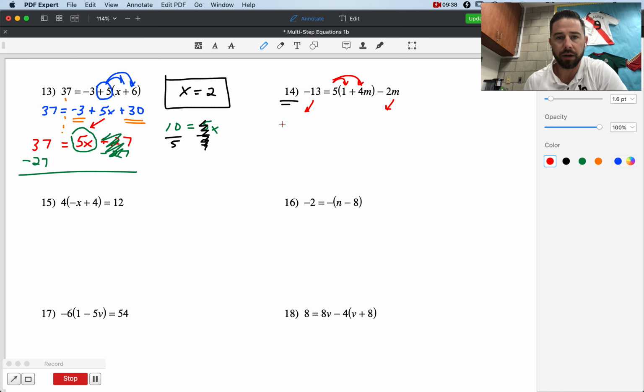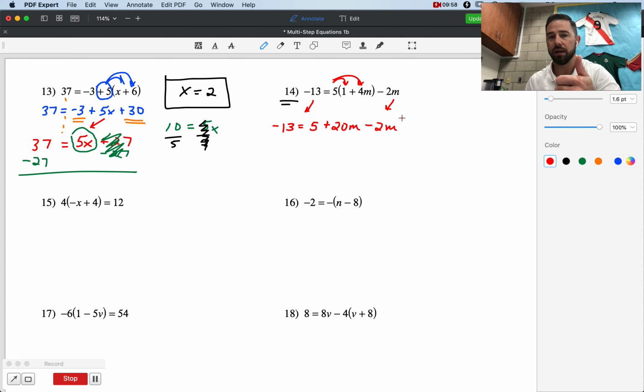Okay, so what do we get here? We got our negative 13 equals, let's distribute. 5 times 1 is 5. 5 times positive 4m is positive 20m. And then this guy drops down, minus 2m.